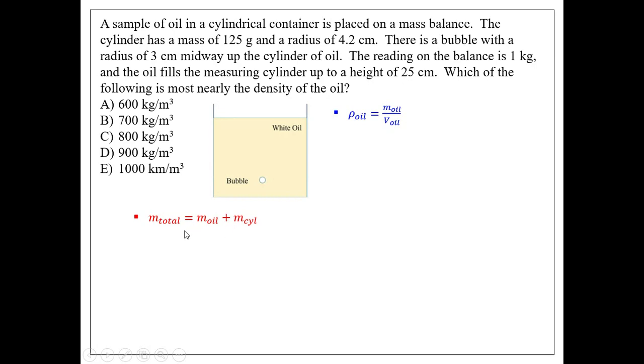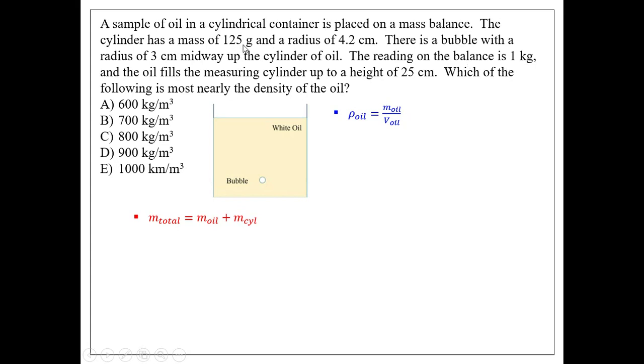The problem said that when you fill up the cylinder to a height of 25 centimeters, and you put that on the scale, it reads 1 kilogram. Well, the mass of the cylinder by itself without the oil is given as 125 grams. So right away I noticed there's a discrepancy between units, right?